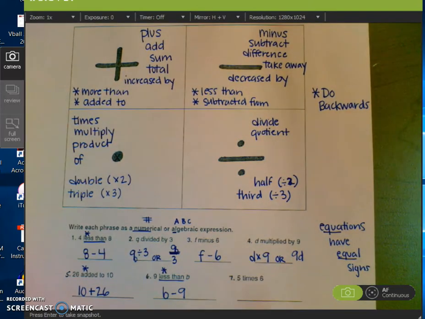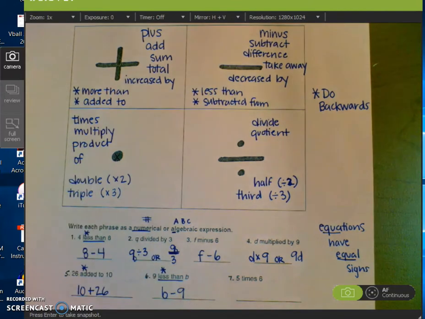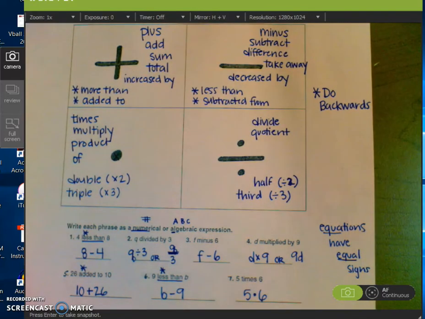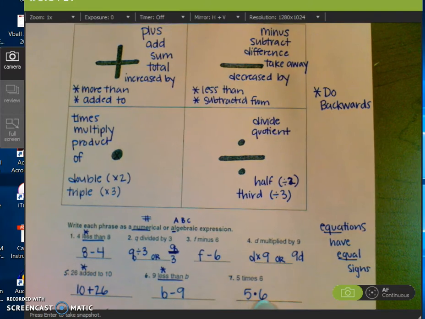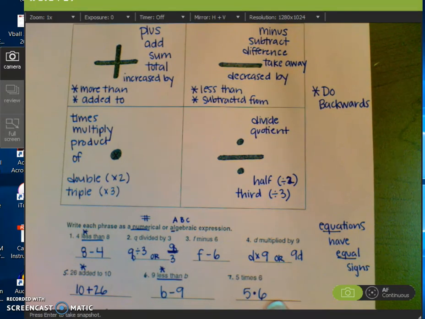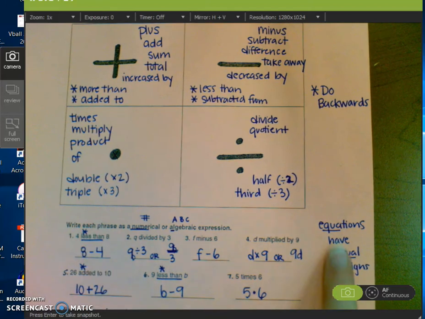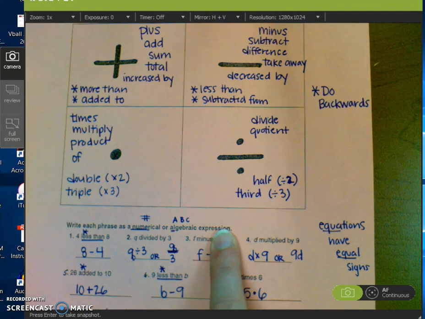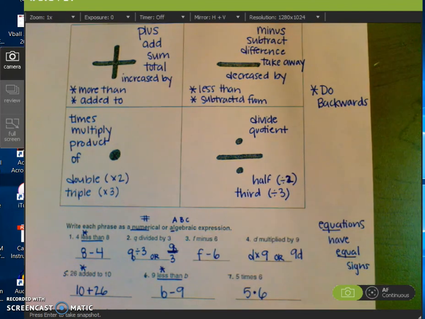And then this last one, 5 times 6. Times is one of those multiply words. I can use the dot or the little x, 5 times 6, to write my numerical expression. Notice that this is numerical because it's got two numbers. There are no letters, so it's numerical, and it's an expression because there isn't an equal sign. And so here you've now been able to write each phrase as a numerical or algebraic expression. When we go to the bottom, we're going to be doing the opposite.